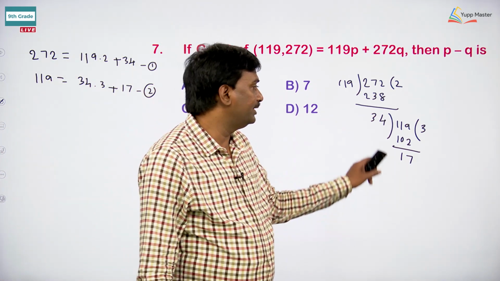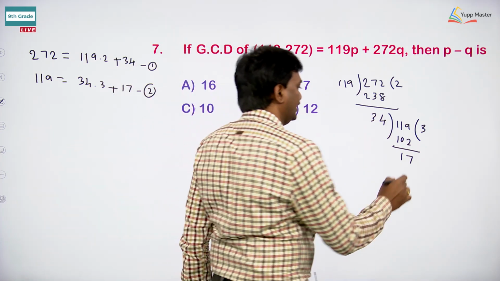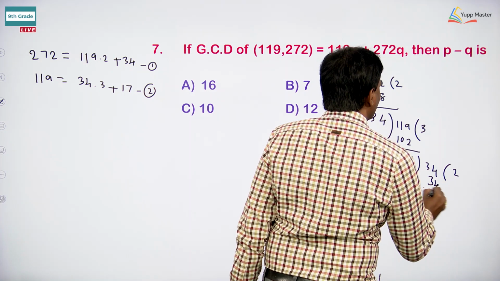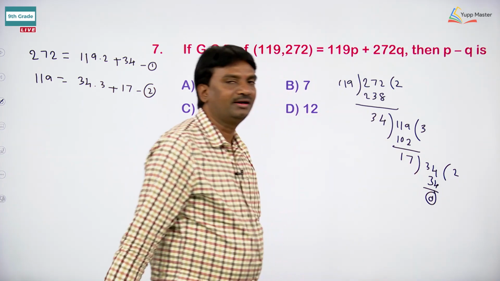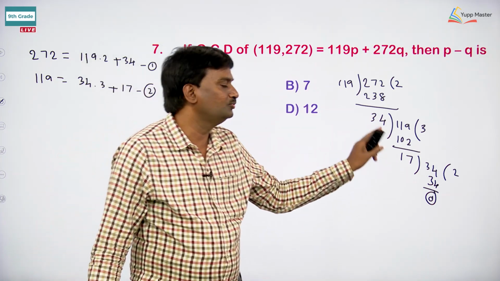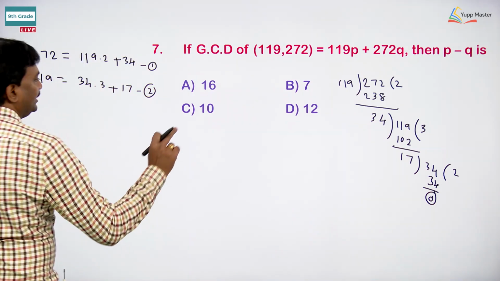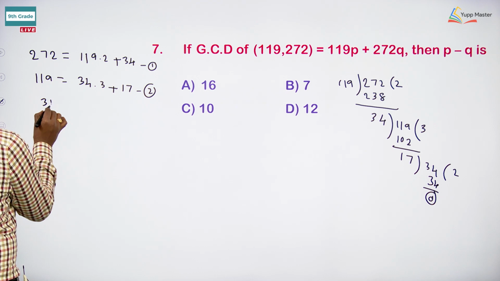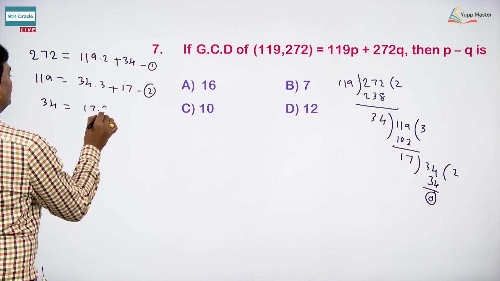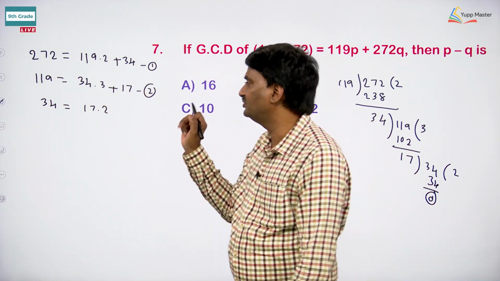Again, we divide the divisor 34 by the remainder 17. You get 2 times, so 34, and the remainder is 0. Now, the GCD of 119 comma 272 is 17. So we can write 34 equals 17 into 2 plus 0. 17 into 2 is 34, plus 0 is 34.